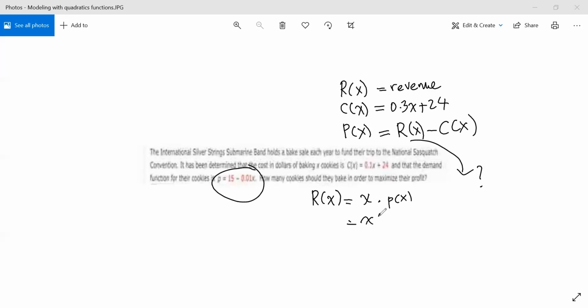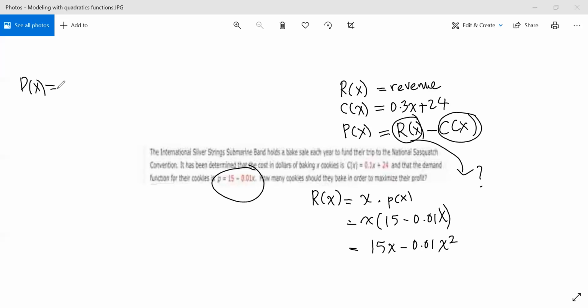So that's x times (15 minus 0.01x). Distribute this, and it is going to be 15x minus 0.01x squared. Okay, so we'll just plug that in here, and then the cost is given, so we'll subtract them. So P of x equals R minus C, so that's 15x minus 0.01x squared, and then minus the cost function, which is this guy right here, in parentheses, since it has two terms, 0.3x plus 24.